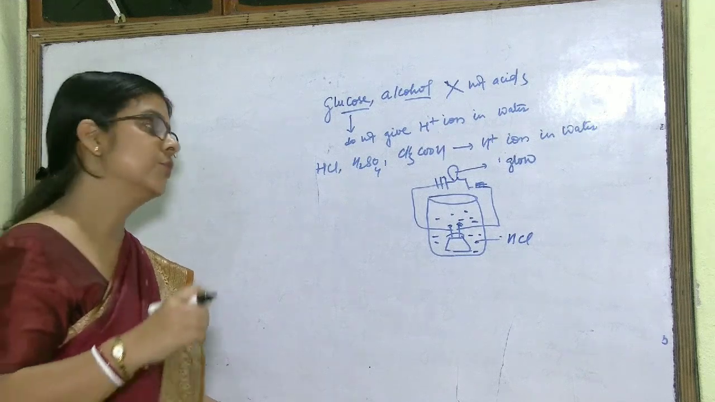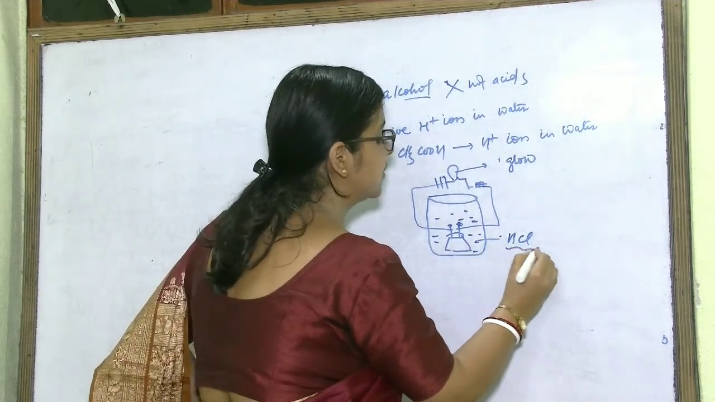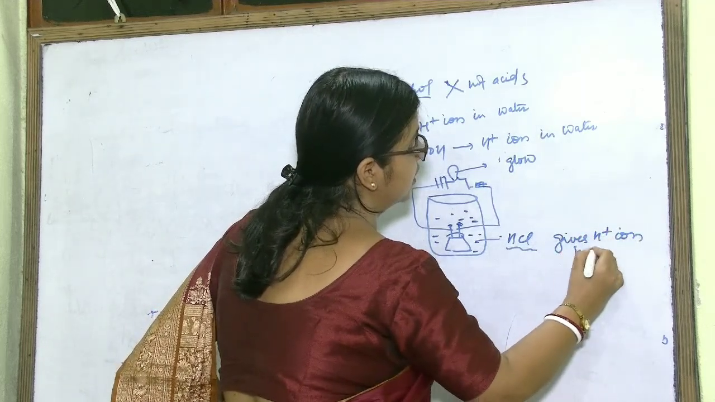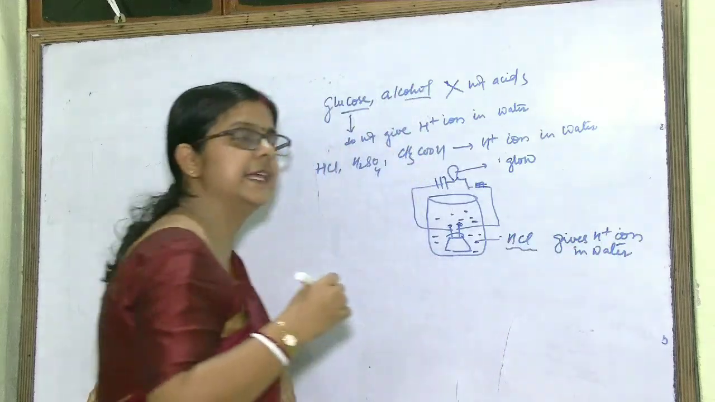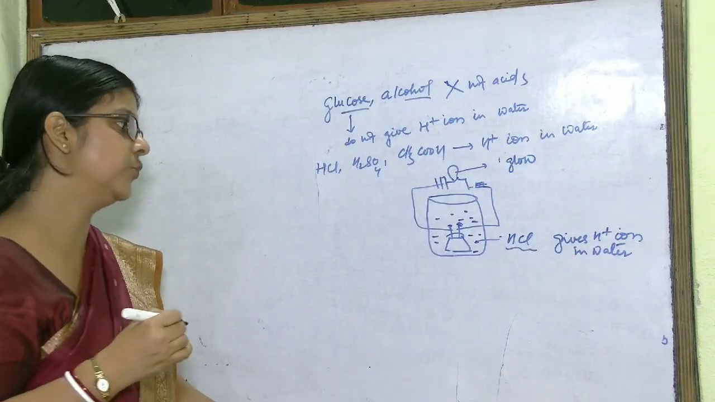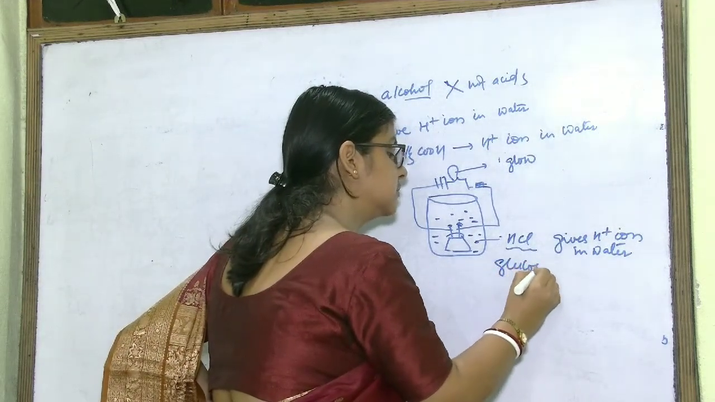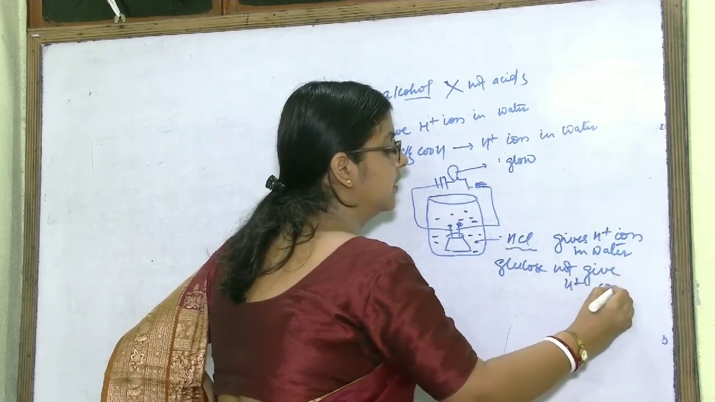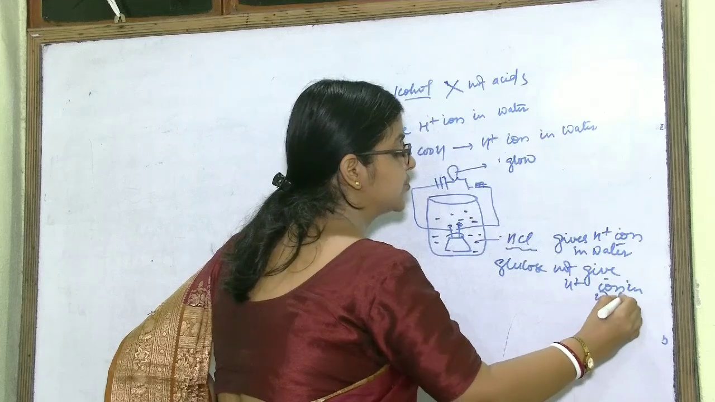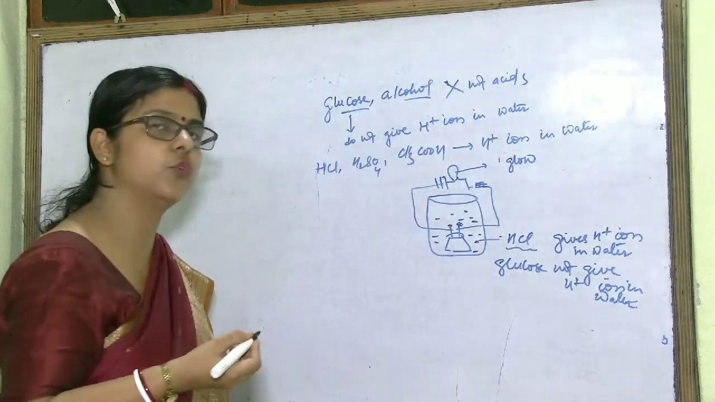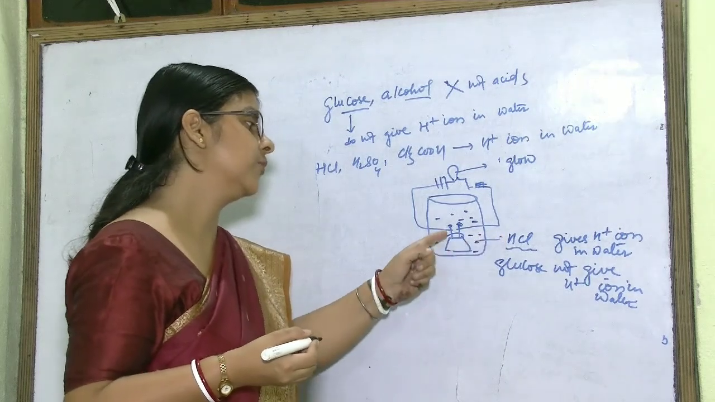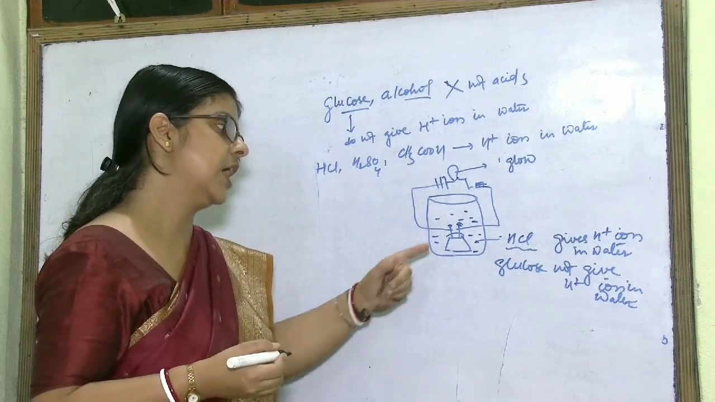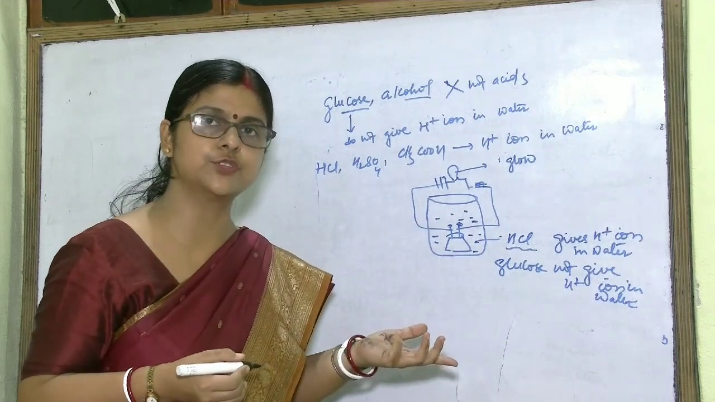Why is this so? Because this HCl solution gives H plus ion in water. But glucose does not give H plus ion in water. So if you are filling it with HCl solution, then the bulb is glowing, and if you are filling with glucose solution, the bulb is not glowing.